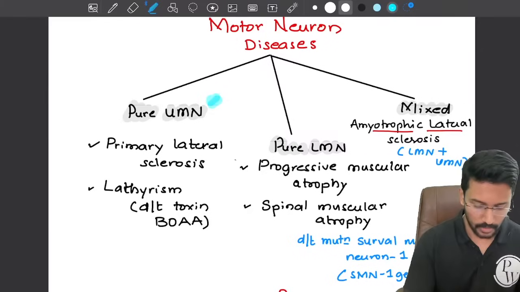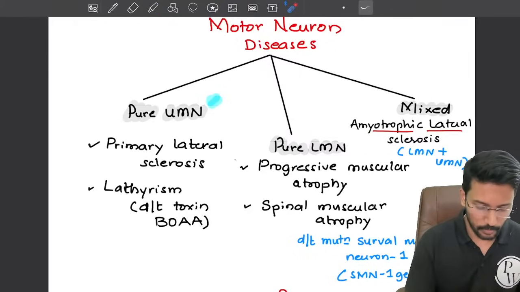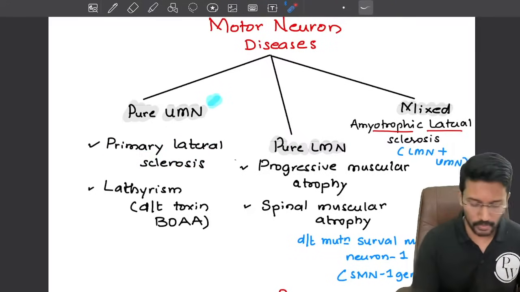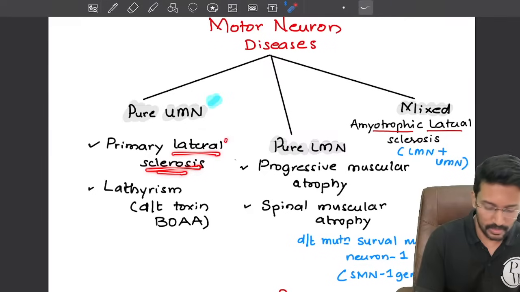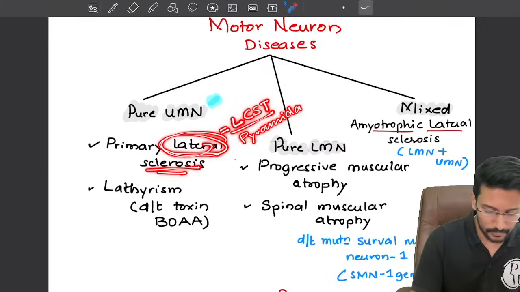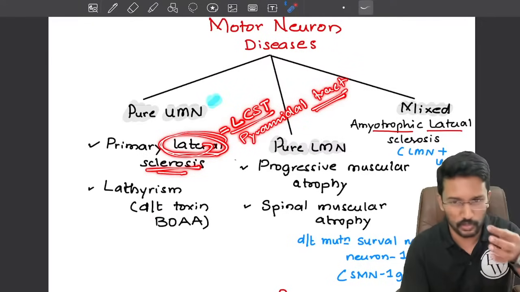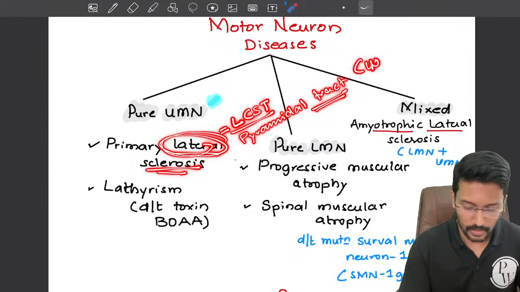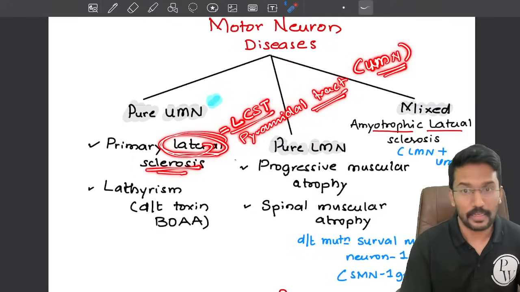Okay, so for pure UMN you have examples like primary lateral sclerosis, logically rememberable because the lateral word here primarily means the lateral corticospinal tract, which is nothing but your pyramidal tract. The pyramidal tract is there from the brain to spinal cord, so it obviously contains upper motor neurons.